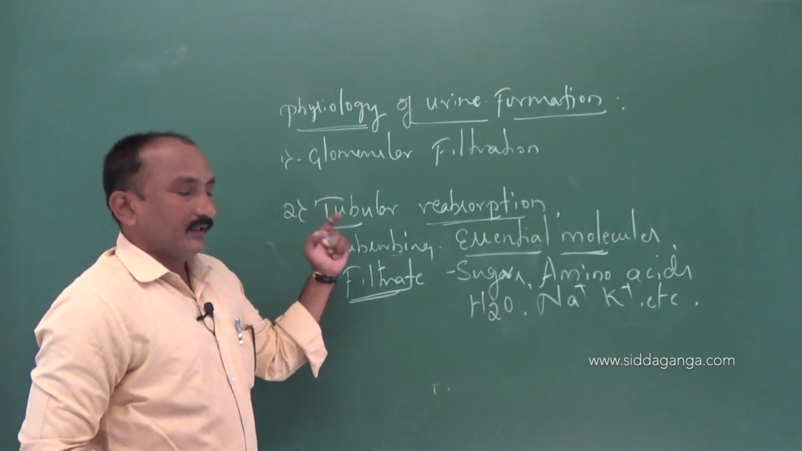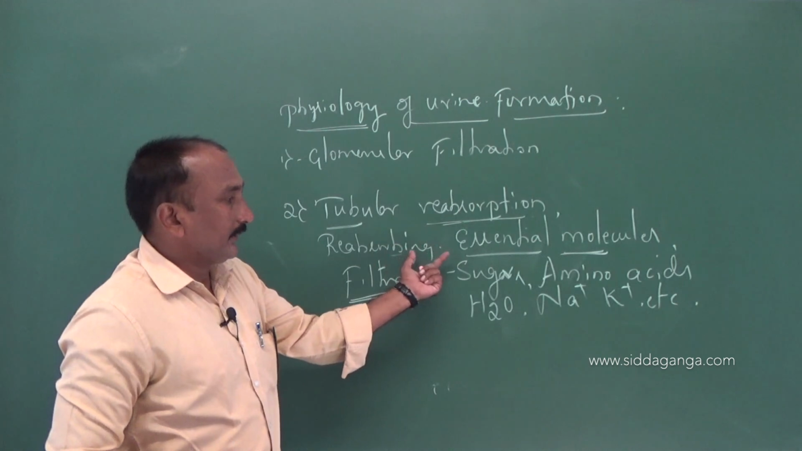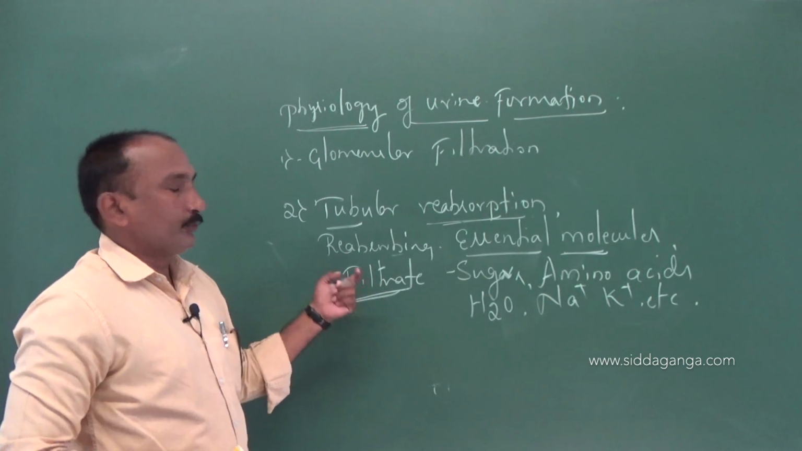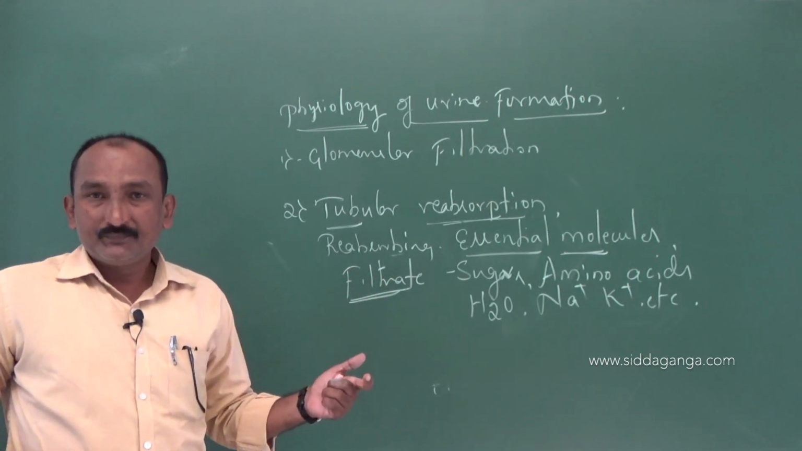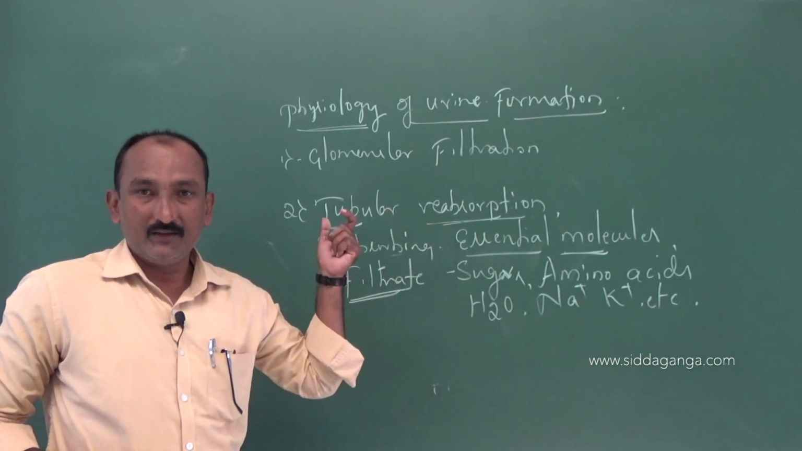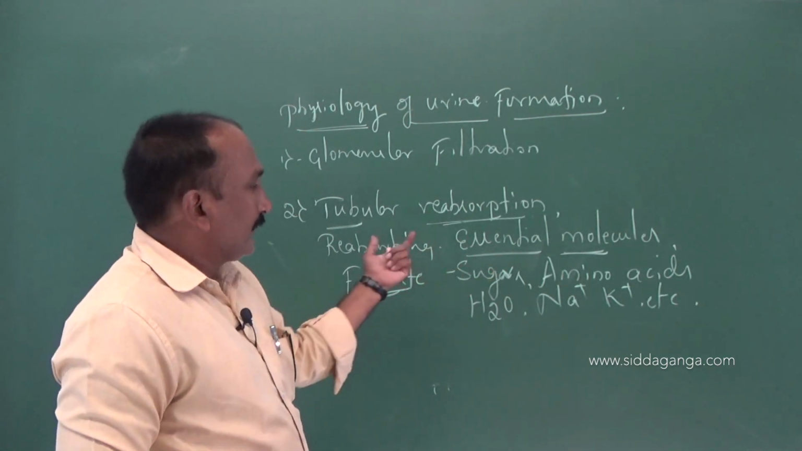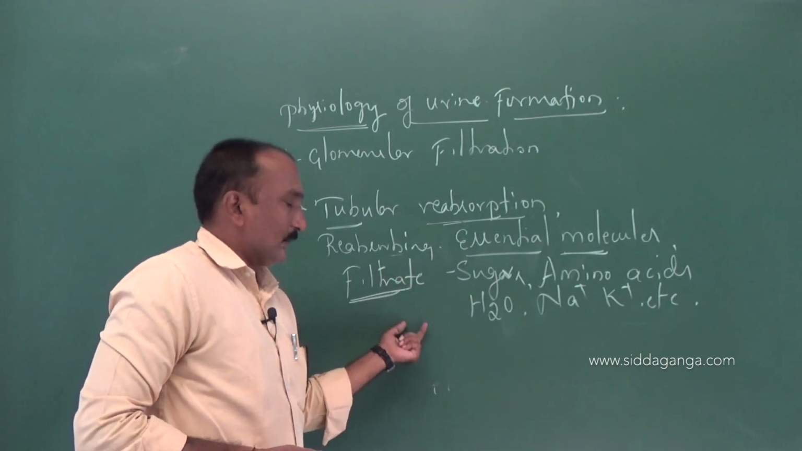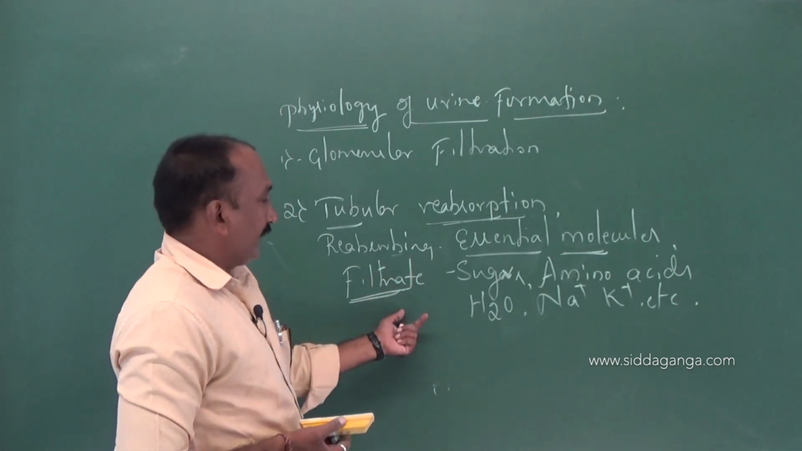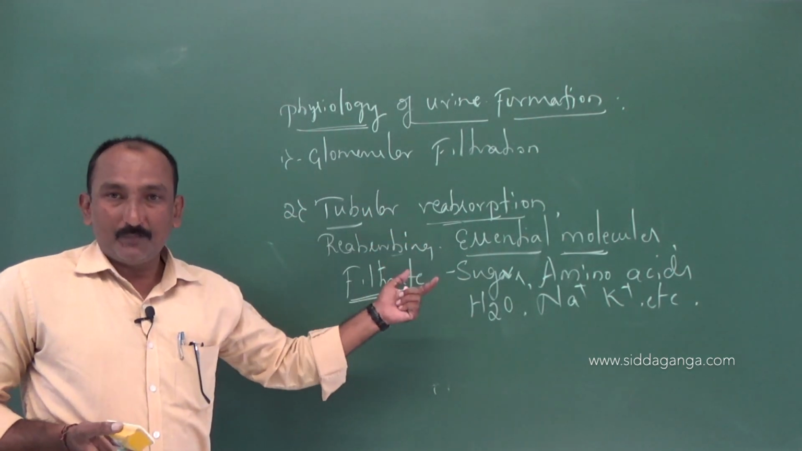After the filtration, the filtrate contains essential molecules. Such essential molecules should be reabsorbed into the blood from the filtrate. The process is known as tubular reabsorption. So the process of reabsorbing essential molecules such as sugars, amino acids, water, potassium, as well as sodium, is known as tubular reabsorption.